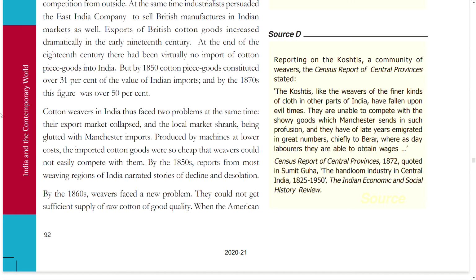Cotton weavers in India thus faced two problems at the same time. Their export market collapsed and the local market shrank, being glutted with Manchester imports produced by machines at lower cost. The imported cotton goods were so cheap that weavers could not easily compete with them. By the 1850s, reports from most weaving regions of India narrated stories of decline and desolation. By the 1860s, weavers faced a new problem. They could not get sufficient supply of raw cotton of good quality.